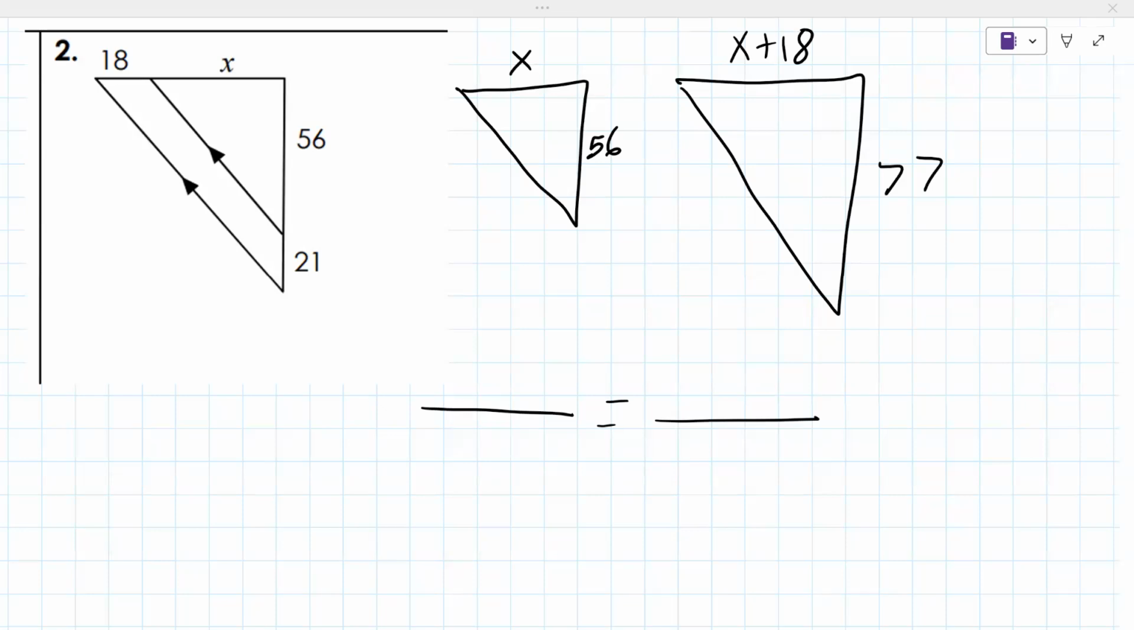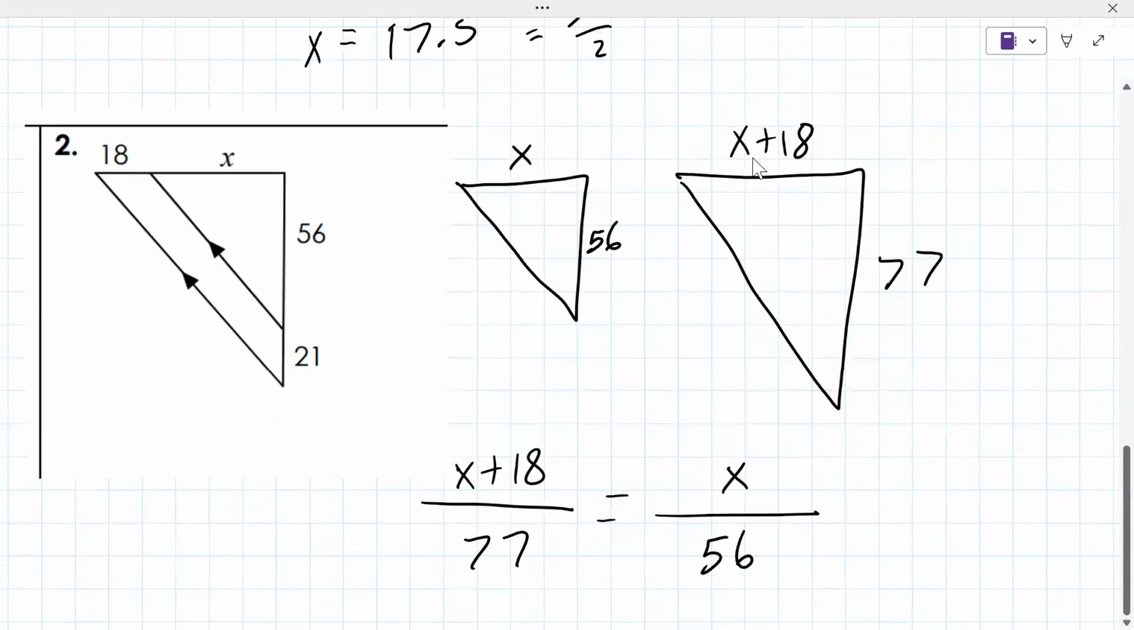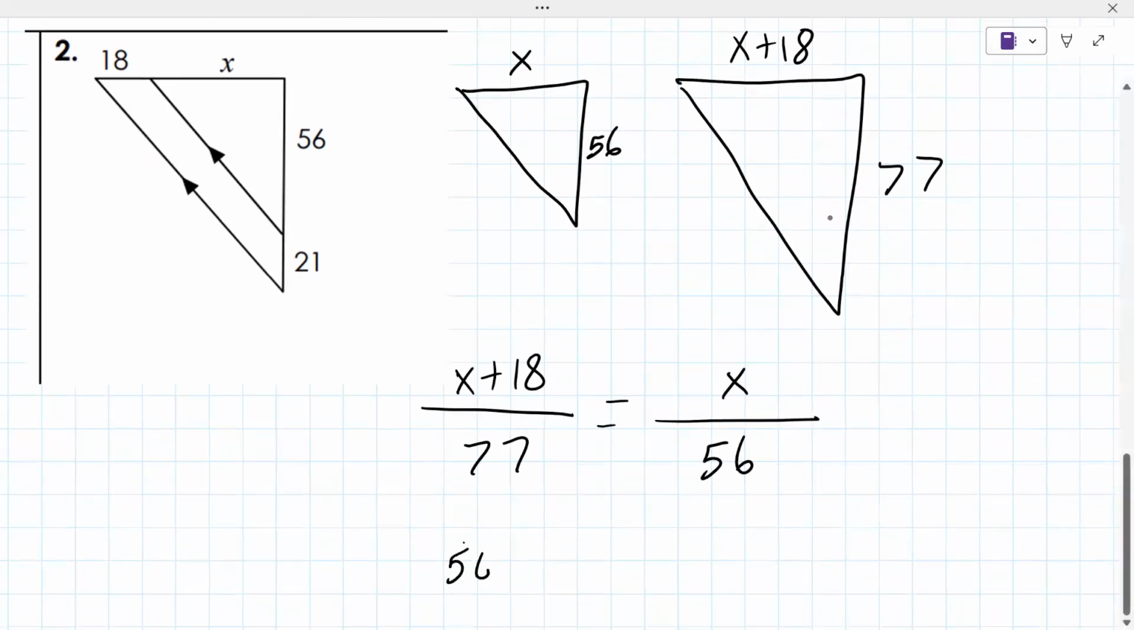Okay, I got some. So it's 18 plus x over 77 equals x over 56. That's fine. So that's correct. It's like top goes with top, side goes with side. So yeah, you've got it. Now in terms of solving it, this is where we diagonally multiply. So 56 times x plus 18 equals 77 times x.